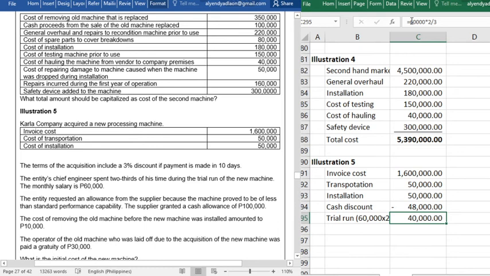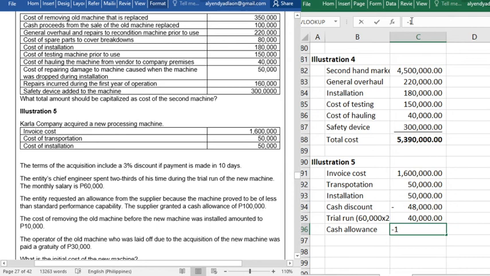Now, how about the remaining 20,000? The salary of the engineer is 60,000. The 40,000 is to be added to the machinery, while the remaining 20,000 will serve as a salary expense under our expenses. Alright? Now next, the entity requested an allowance from the supplier because the machine proved to be of less than standard performance capability. The supplier granted a cash allowance of 100,000 pesos. So of course, this is just like a discount to us, okay?